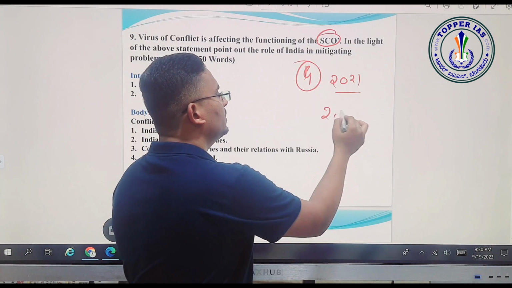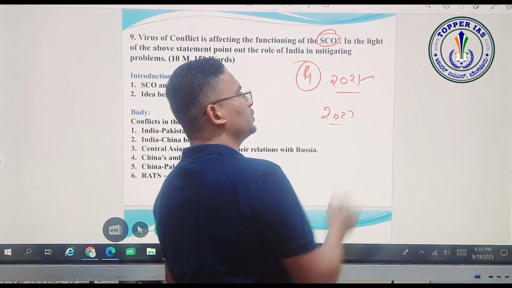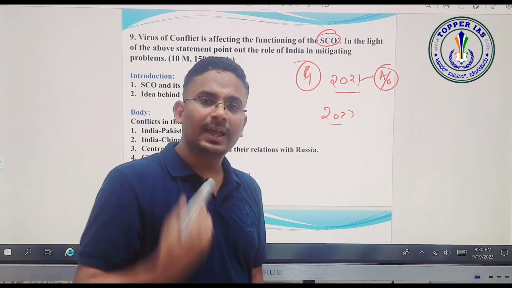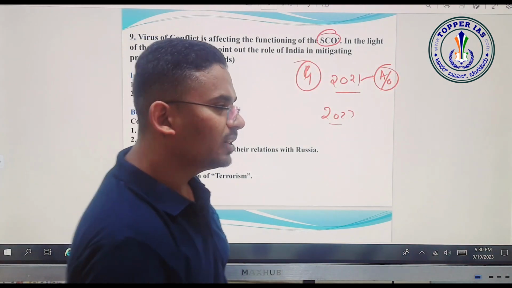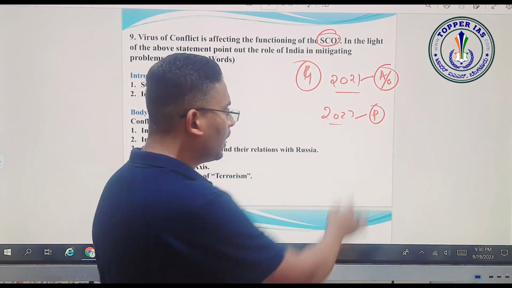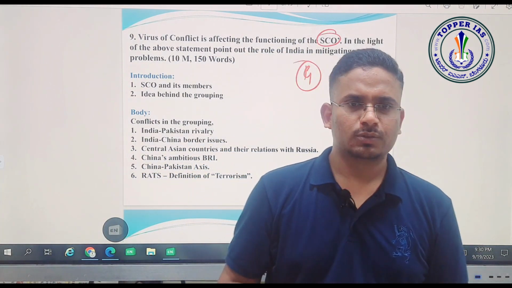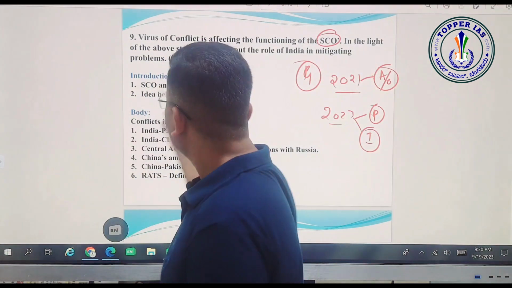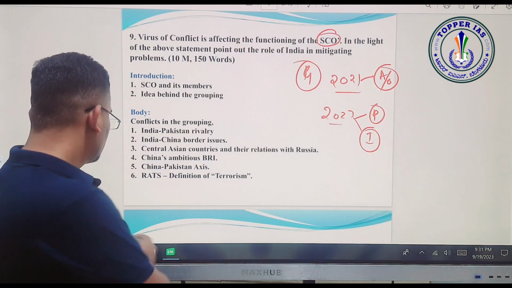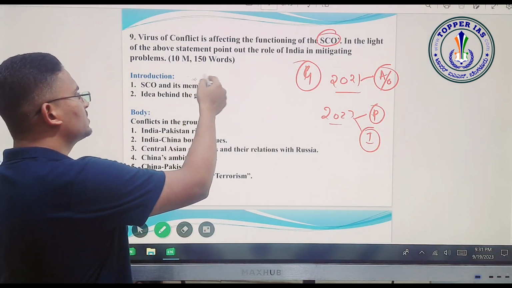In both 2021 and 2023 the question was from SCO, but in 2021 the question was on the aims and objectives of SCO and how it is going to help India. In 2023 they are asking what the problems and conflicts in SCO are, and what role India can play in order to solve those conflicts. If we have to start, one can begin like this.